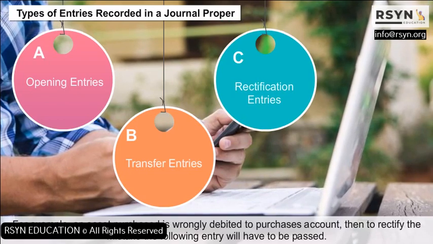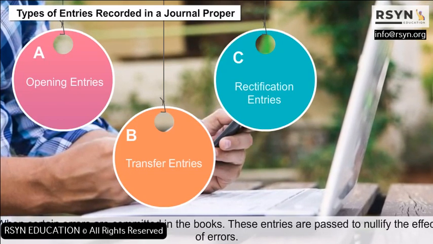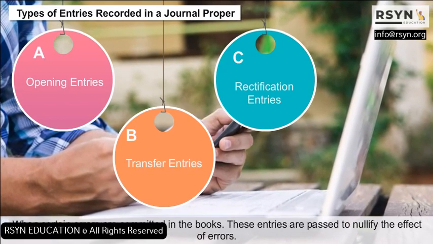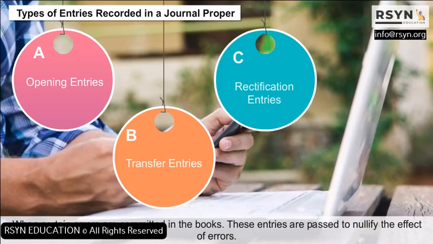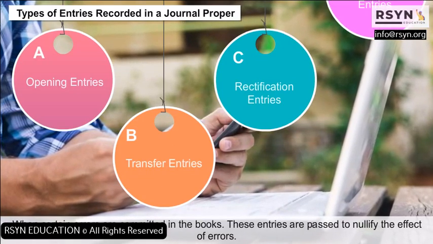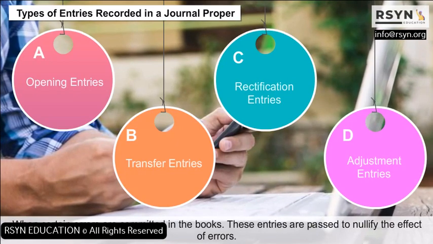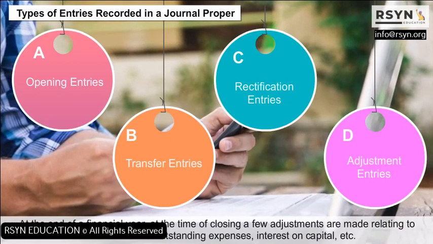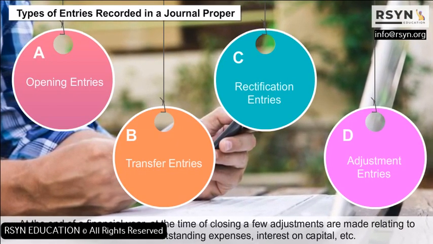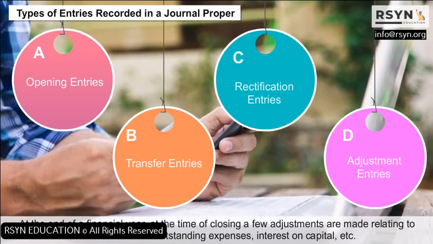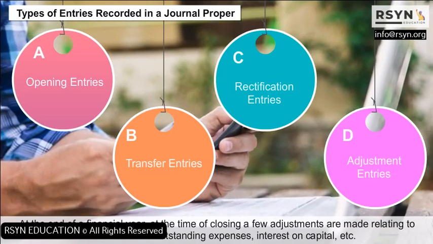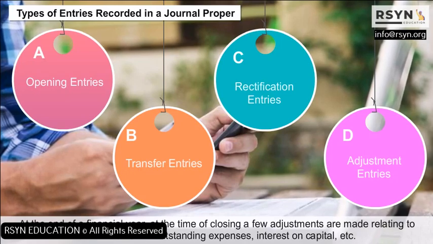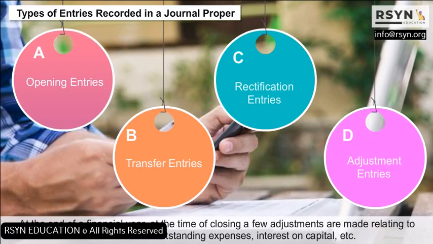C. Rectification entries. When certain errors are committed in the books, these entries are passed to nullify the effects of errors. D. Adjustment entries. At the end of a financial year, at the time of closing, a few adjustments are made relating to certain items like outstanding expenses, interest on capital, etc.